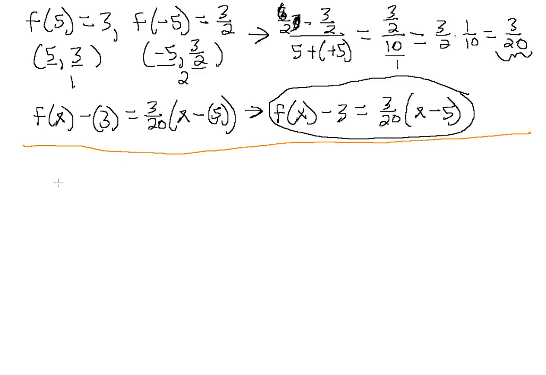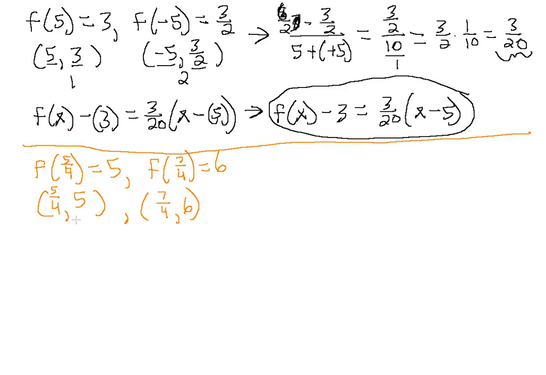Let's say we have f of 5 over 4 equals 5, and f of 7 over 4 equals 6. Okay, so we have 2 points here. We have the point 5 over 4 and 5, and we have the point 7 over 4 and 6. Okay, so we have 2 points here. So let's go ahead and plug them into our slope formula to find the slope of our function.